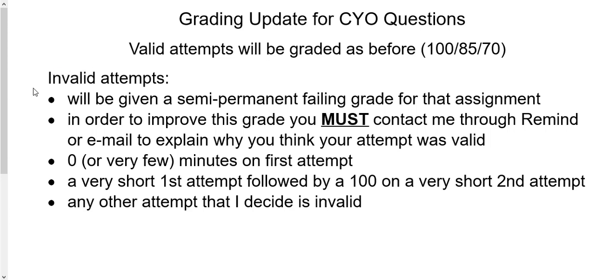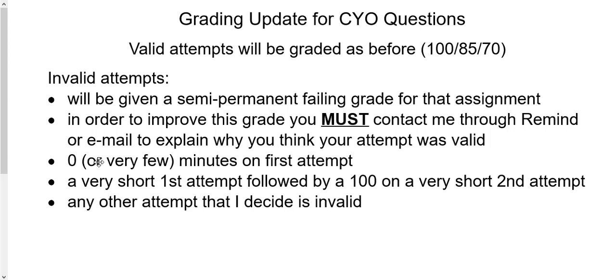So what happens to an invalid attempt? Well, you'll be given a semi-permanent failing grade for that assignment. What I mean by semi-permanent is the second point. In order to improve this grade, you must contact me through Remind or email to explain why you think your attempt was valid. It does not matter how many times you take it. It doesn't matter how many times you get a 100. If you do an invalid attempt, that failing grade that gets put in will not be changed until I hear from you through either Remind or email.